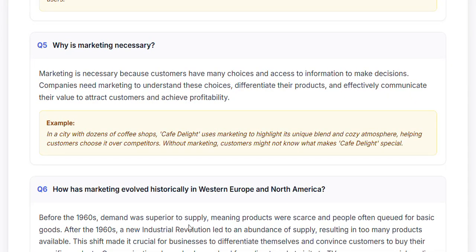So number five is, why is marketing necessary? Marketing is necessary because consumers have a choice and access to information to make decisions. Companies need marketing to understand this choice, differentiate their products, and effectively communicate their value to attract consumers and achieve profitability.